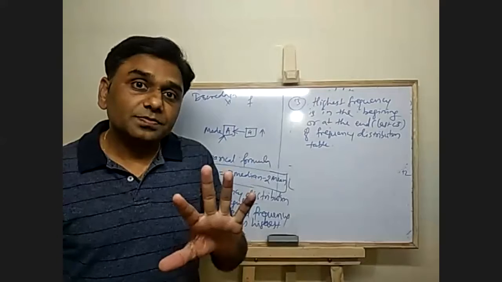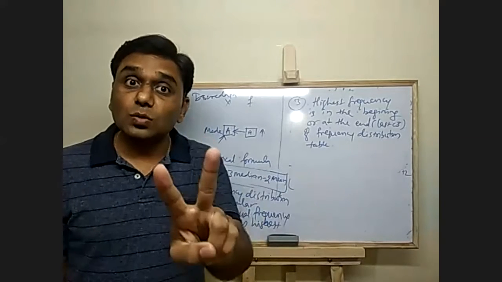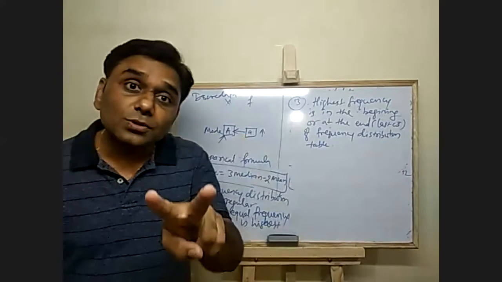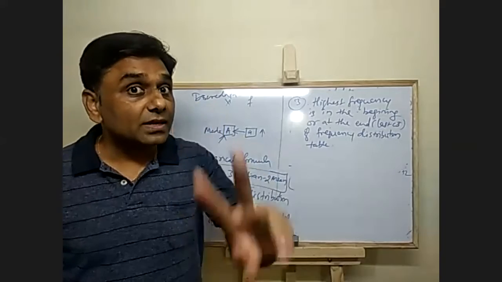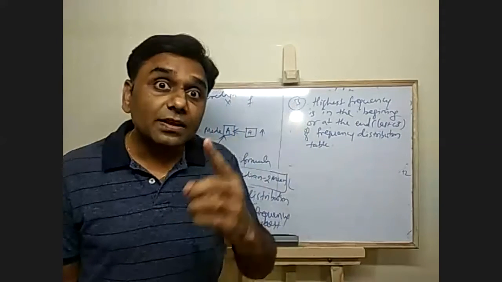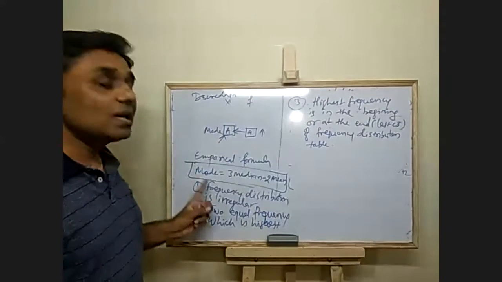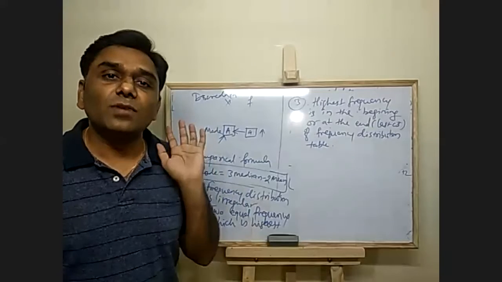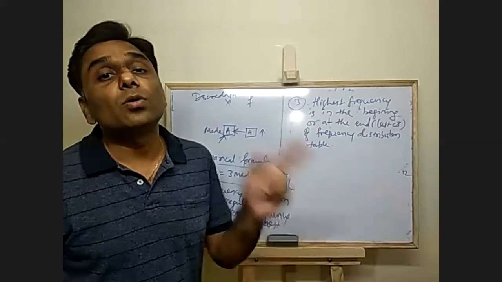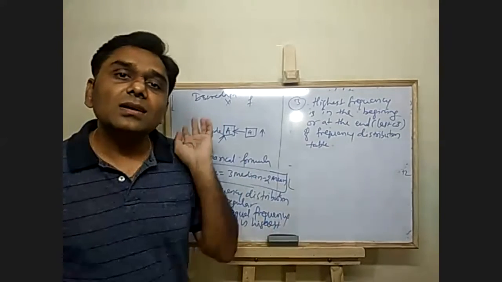If the data is irregular, or if there are two class intervals or two x values which have equal frequency, which is highest in the data table, or if the highest frequency is in the starting or at the end, we can use the empirical formula. So what you have to do there, you have to calculate median, you have to calculate mode, and then you can use this formula and get your answer.